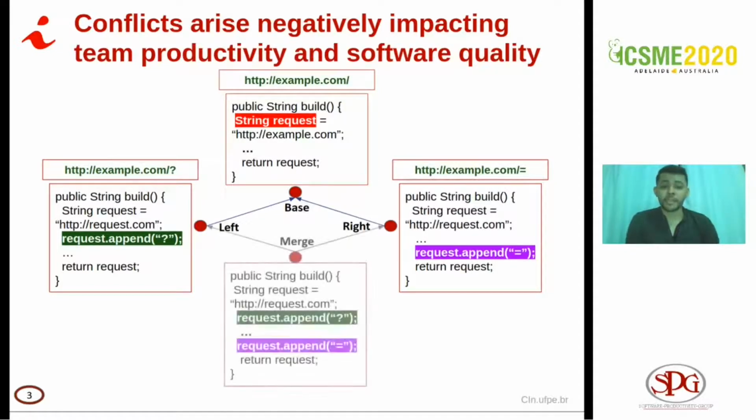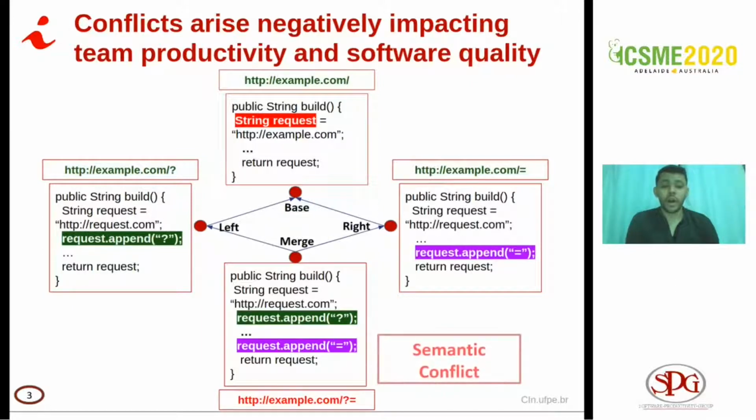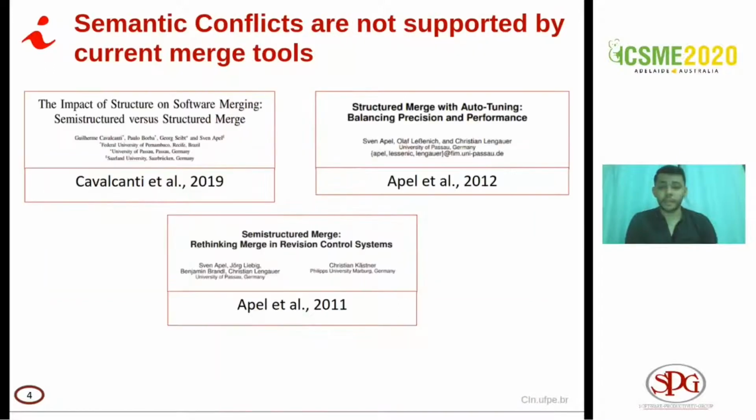The merge scenario happens and no merge conflict is reported, as the changes are not performed in consecutive lines. However, after the integration, the method build presents an unexpected behavior, as the returned URL is not working anymore. And that's what we call a semantic conflict. The parent contributions worked fine, but when they are integrated, they change the program behavior in an unexpected way. Although other kinds of conflicts are supported by current smart merge tools, semantic conflicts are not supported by them.